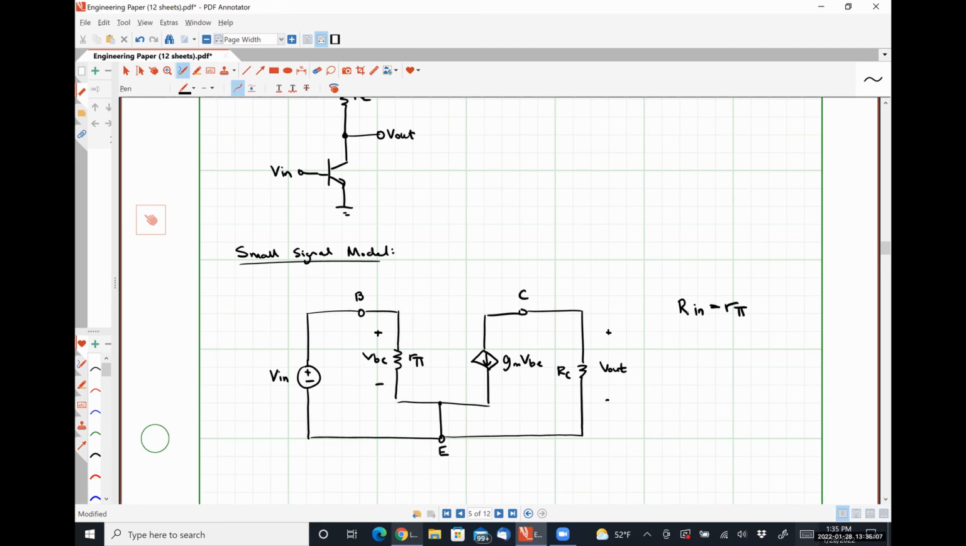What's our output resistance? RC. Right, let me redraw it real quick. So if we shorted this guy out and then drew a set of terminals that we were looking in through, when we know that this guy is 0, we see RC in parallel with an open circuit. So it's just RC.